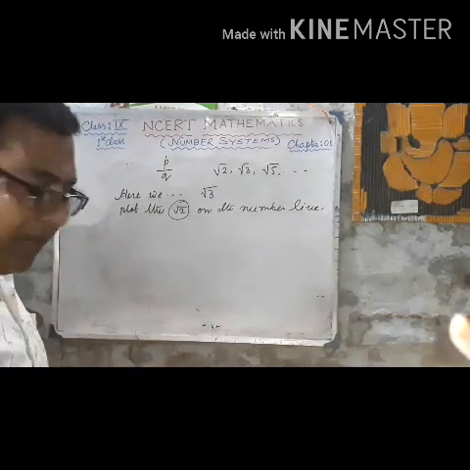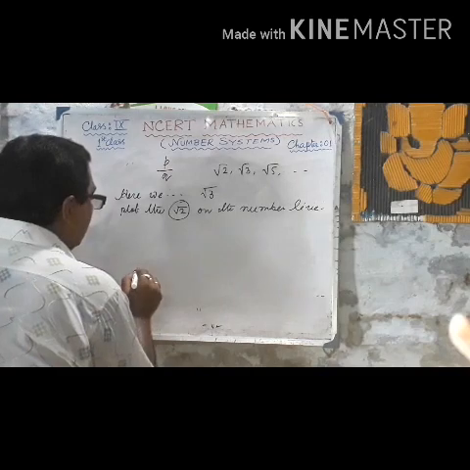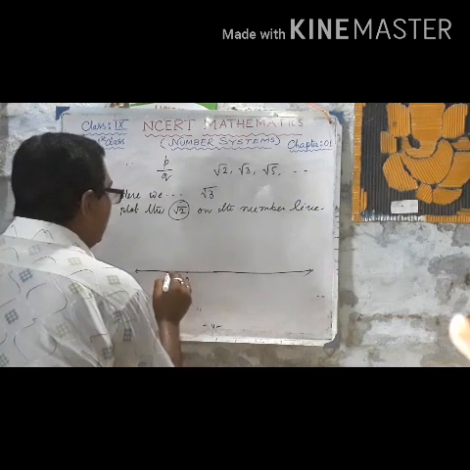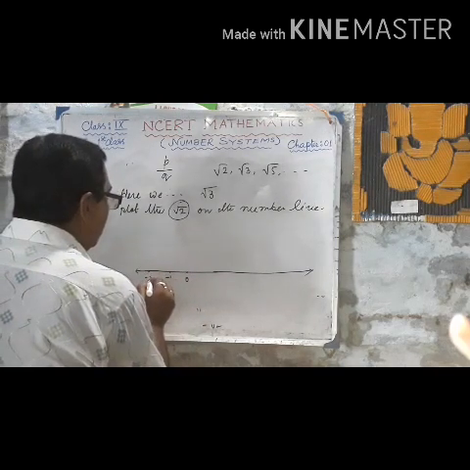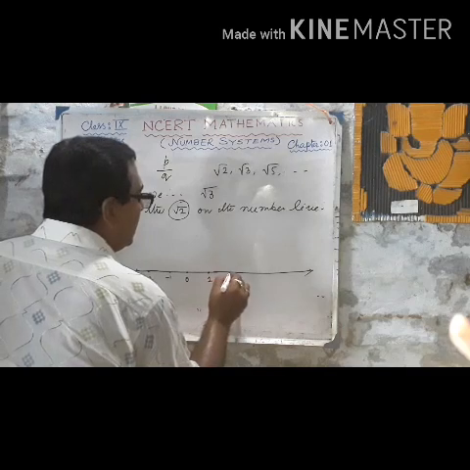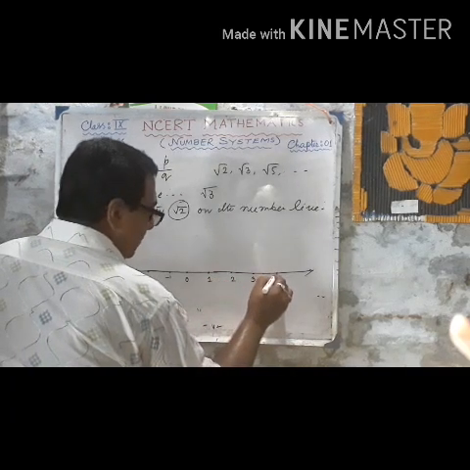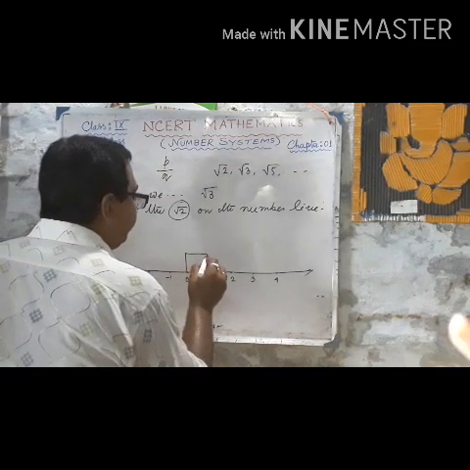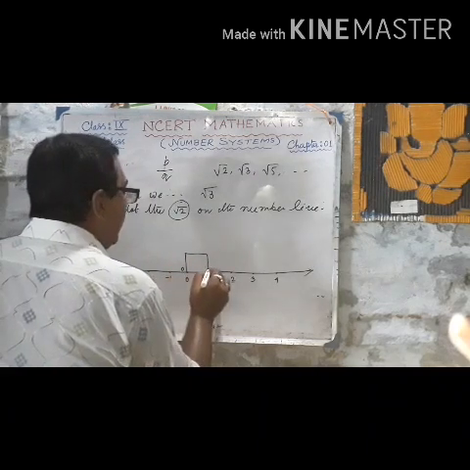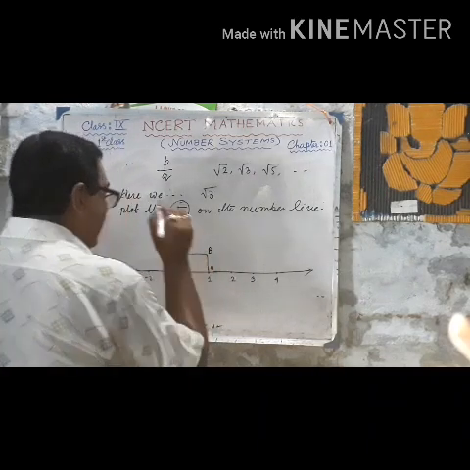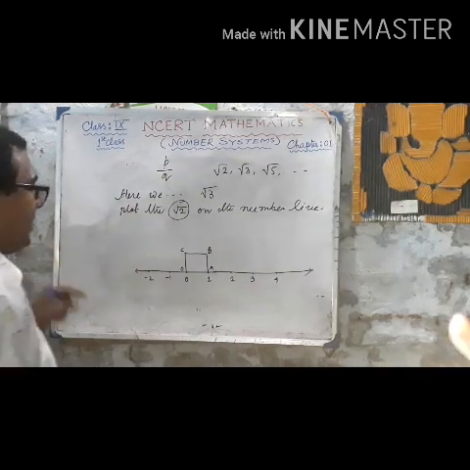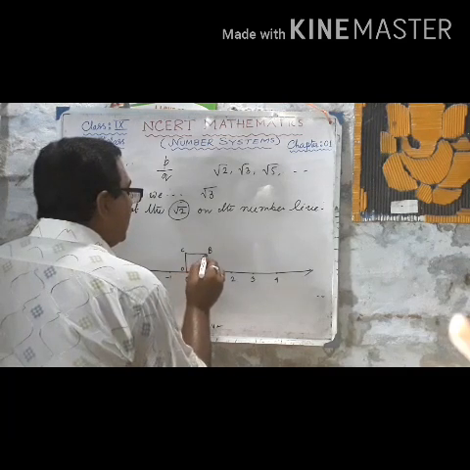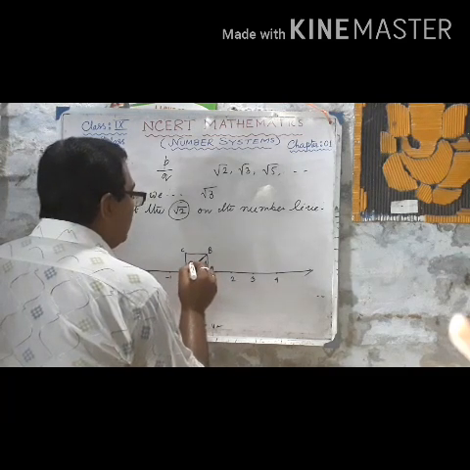root 3, root 5, any such question can be asked on the number line. 0, -1, -2, 1, 2, 3, 4. At first we have to draw the square OABC, where the length of each side is 1 and the diagonal is root 2.